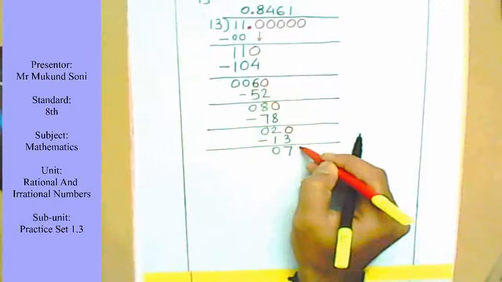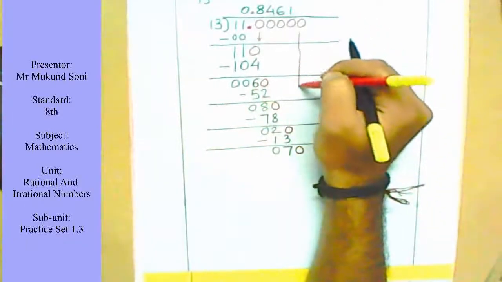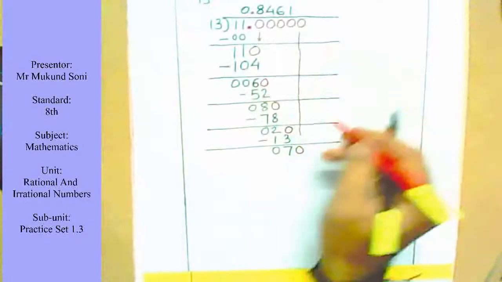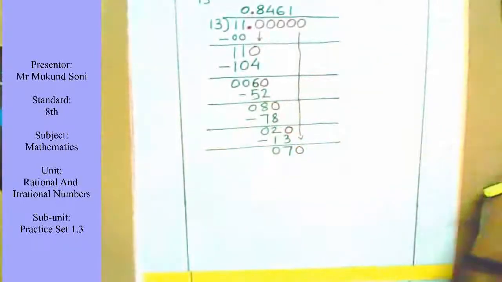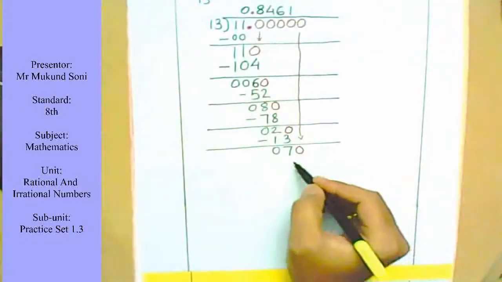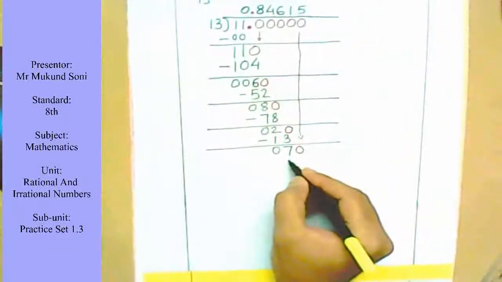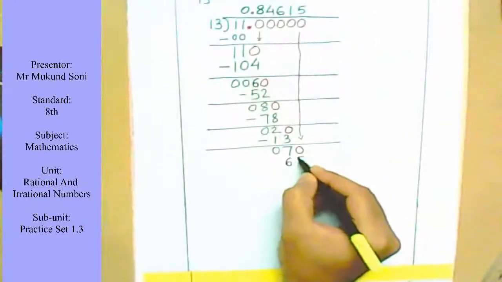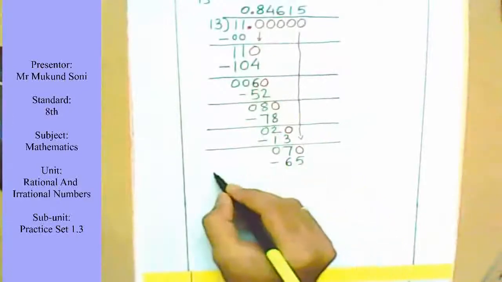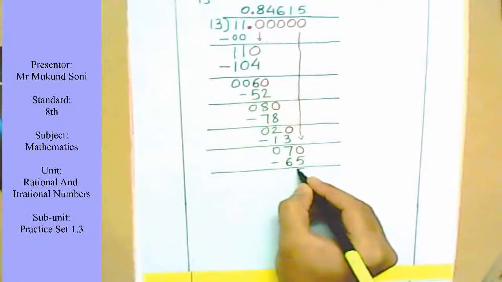Bring the next zero down. This is the fifth zero, my boys and girls. That means I am now out of zeros. There are no more zeros up there. 13 5s are 65, and I still get the remainder as 5.